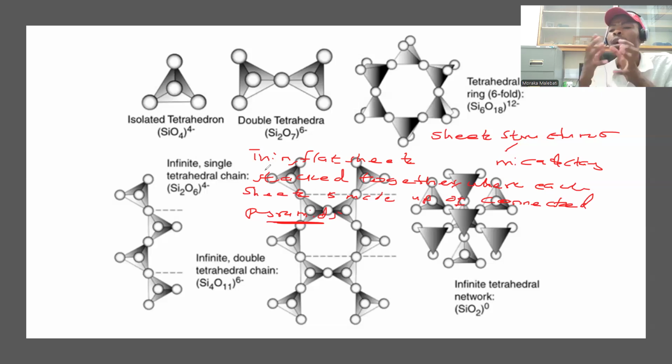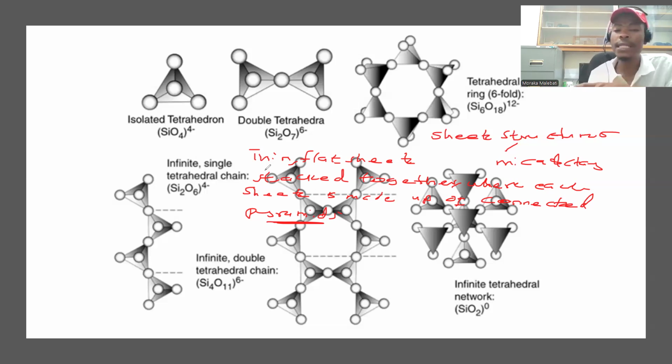Now, if this structure is arranged in that fashion, it means you can easily peel these layers apart, just like how mica's flakes can be peeled off. Why can they be peeled off? Because the layers are loosely held together, and especially in micas, they're held by what you call a weak van der Waals force.